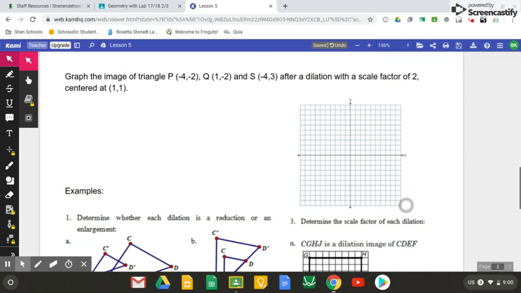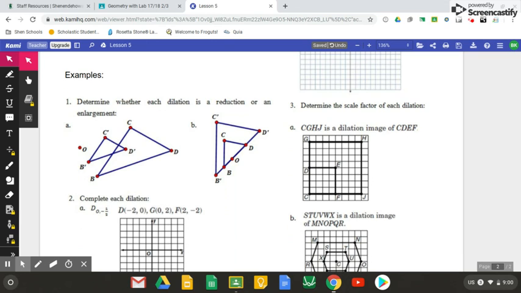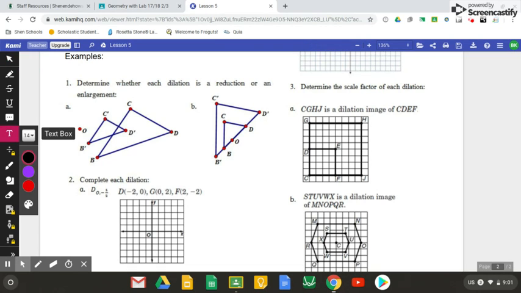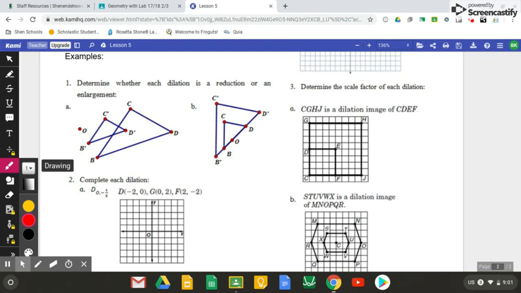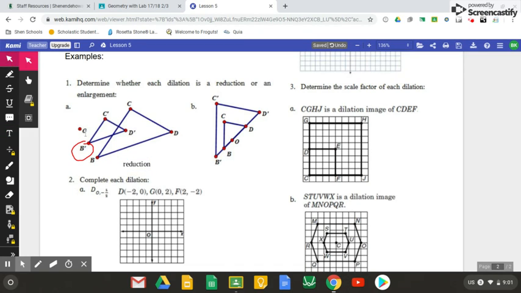All right, this first one right here, we're going to do in class together. So we're going to do examples, and we're going to do number 1. Determine whether each dilation is a reduction or an enlargement. All right, so I find where my primes are. So at A here, here's a prime. And I got to think, okay, is this shape bigger or smaller than the one I started with? And this is smaller, making this a reduction. Okay? So you will try B. So go ahead, pause it, try B.